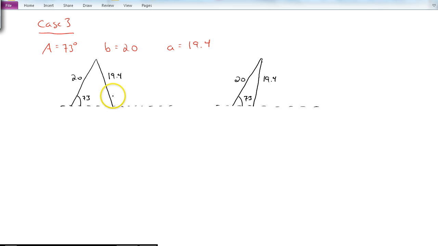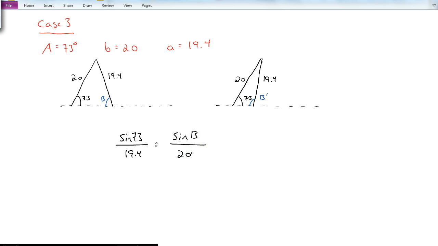But one thing we proved before was that this angle here and this angle here are supplementary angles. That helps. The rest of the work is just left to the law of sines. So let's work on it. Okay, so if we set up the law of sines like this, the sine of 73 over 19.4 is equal to the sine, let's call this angle B. We'll call this one angle B prime. The sine of angle B over 20.